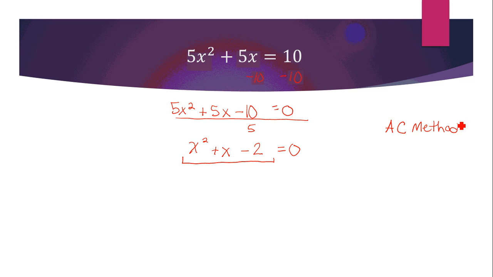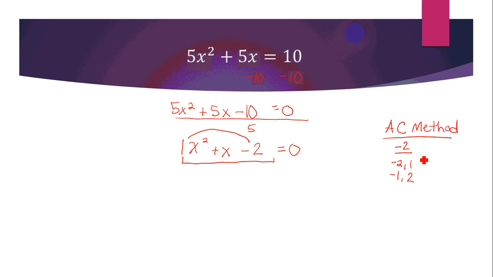That means that you take the A number times the C. Now the A is the number in front of the x squared. In our case, that's a 1. We take 1 times negative 2. And that gives me an answer of negative 2. Now we think about all the things that multiply to make negative 2. Negative 2 times 1, negative 1 times a positive 2. These are the numbers that would multiply to make the value of negative 2.